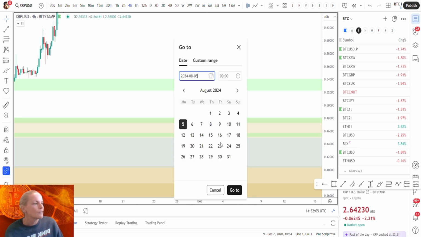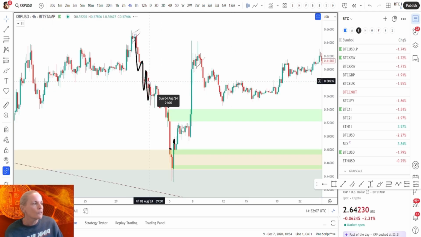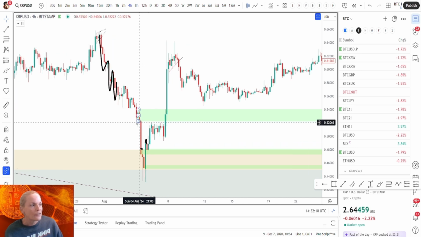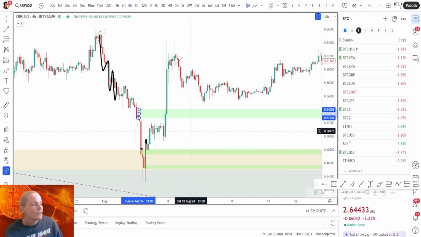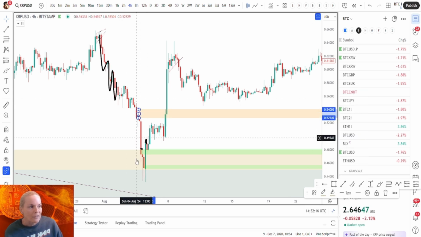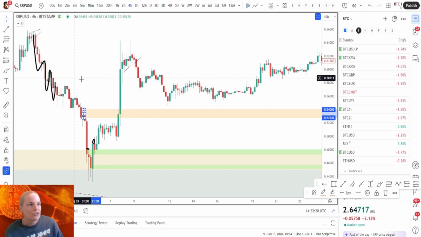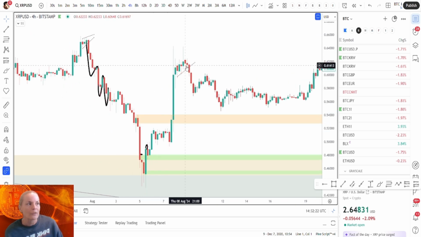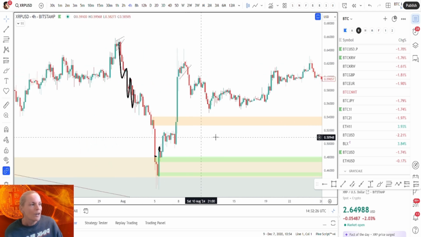Let me just go back and have a look at a bit of a higher time frame on this. Yeah, so this in fact is a 4 hour supply. So from a 4 hour perspective, that's the last down move. So really, when you break that high, and this is a bit choppy through here, but when you break that high, that's when you want to look for your re-entry.